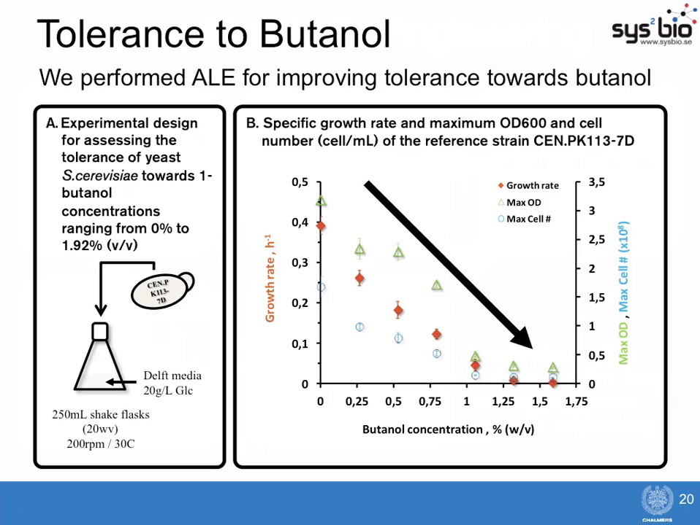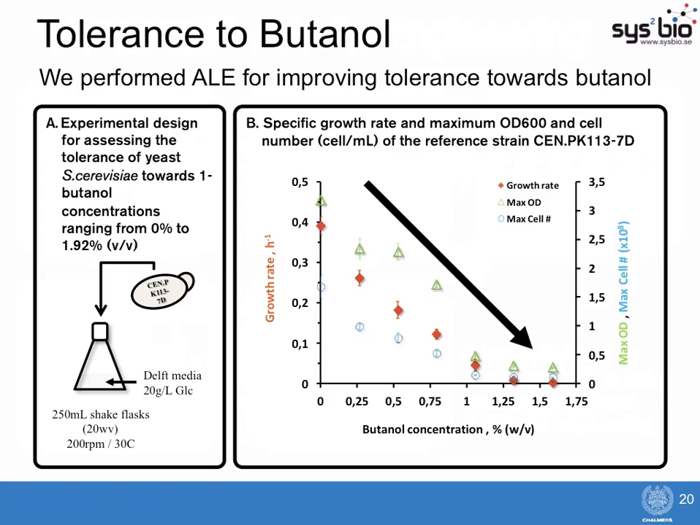So we were looking into tolerance to butanol. There's a lot of interest in producing butanol commercially, of course, but also butanol is interesting because it's extremely toxic. So whatever we could do in order to improve the tolerance towards butanol is likely to give us new insight into basically how Saccharomyces handles this kind of stress here.